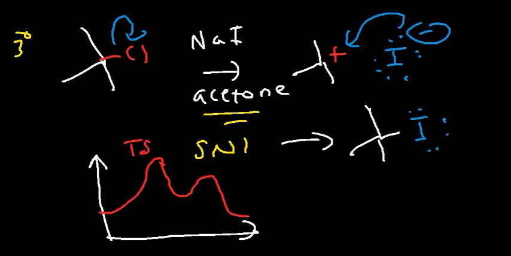So TS1 has the highest energy level. Here's the reactants, the carbocation intermediate, and here's the products. So it looks like that. It has two energy maximums. So that's the energy diagram for a two-step SN1 reaction versus the three-step one that we talked about earlier.